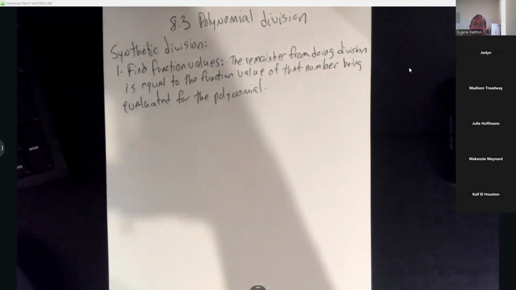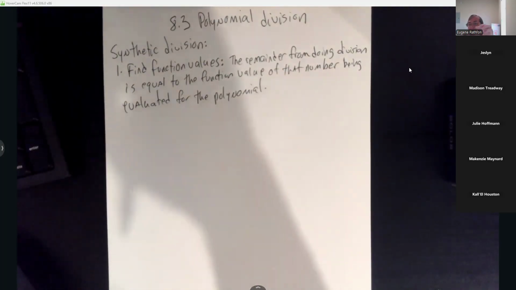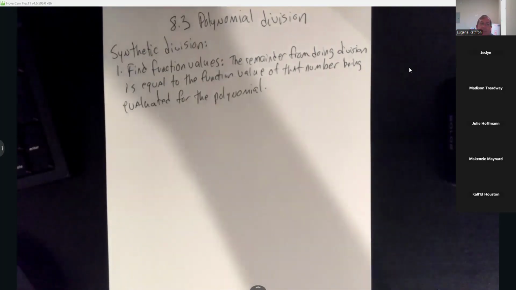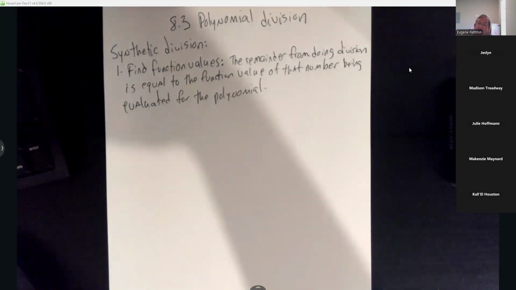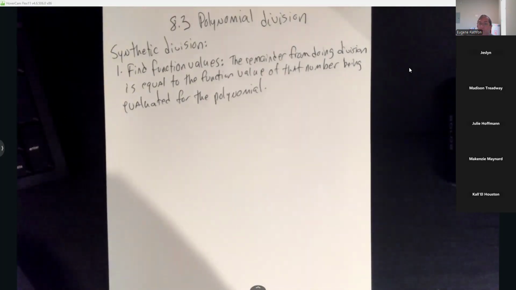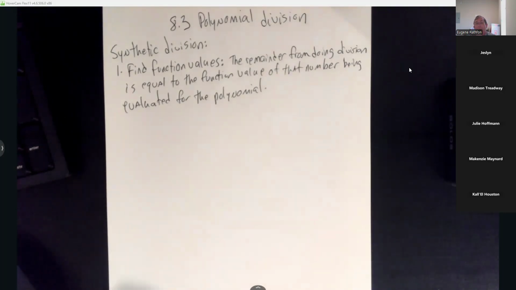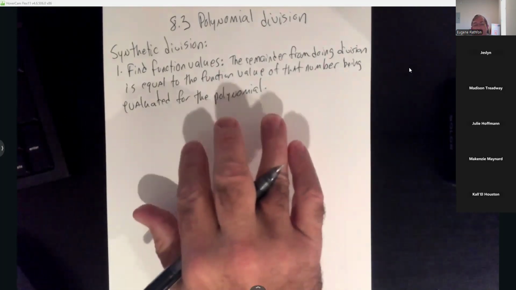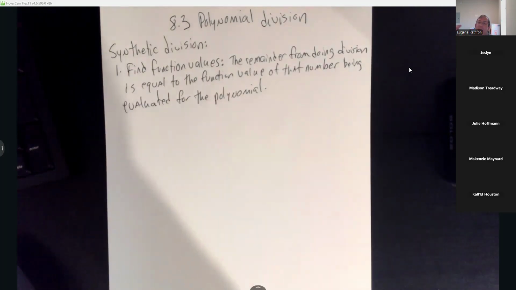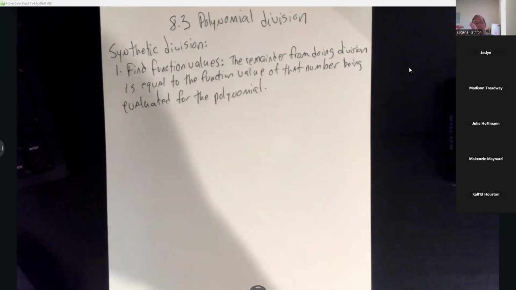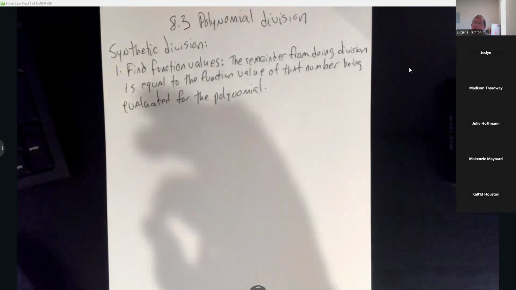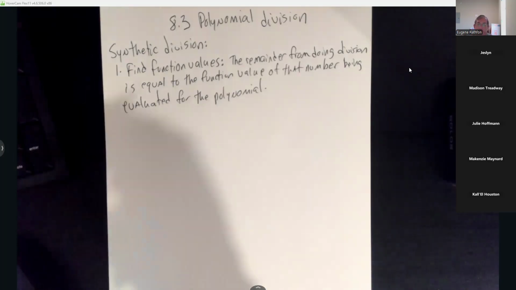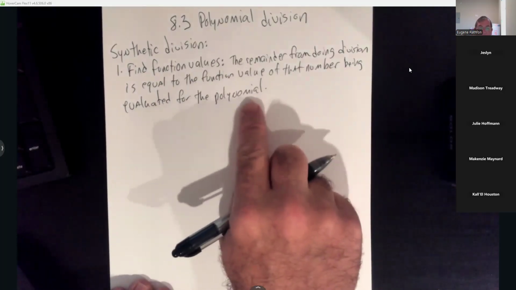So what this means, if I had a polynomial and they wanted me to find f of 5, in the past, we had to put the 5 in for all the x's, and then we did order of operations, and we came up with a function value. Well, now, if I got a polynomial, I can use synthetic division, putting that number into the C for synthetic division, and the remainder that I get would be equal to the function value. And then I'll show you how we're going to do that in a second.